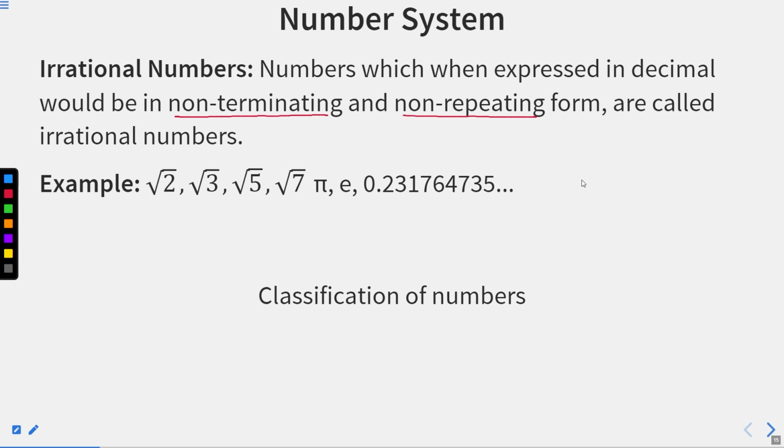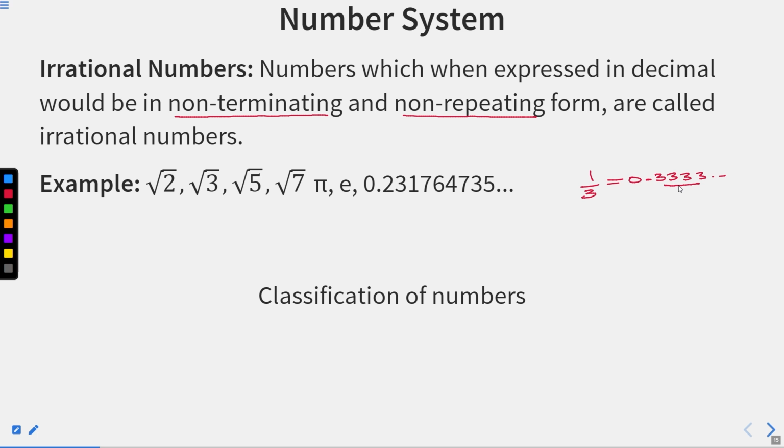So if I talk about 1 upon 3, it is equal to 0.3333 dot dot dot. Here 1 upon 3 is non-terminating, but it is repeating itself, because if you see the decimal places after 0, 3 is repeating again and again: 3 3 3 3 3 3. That means it is not satisfying the condition for an irrational number.